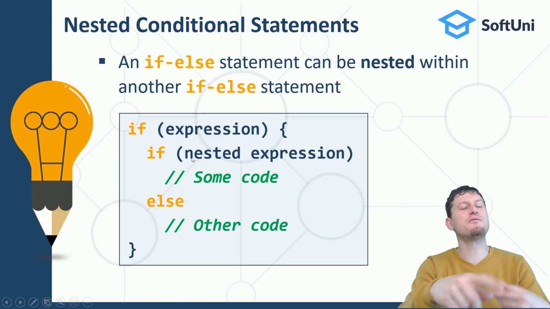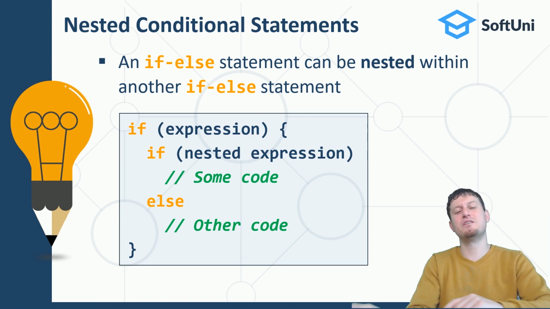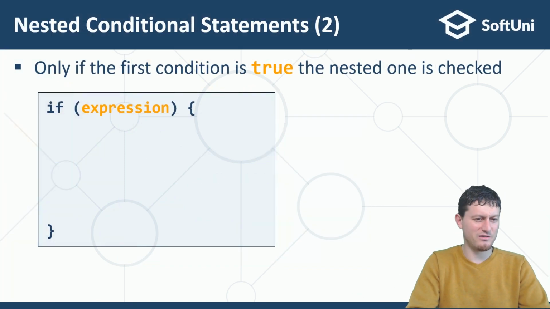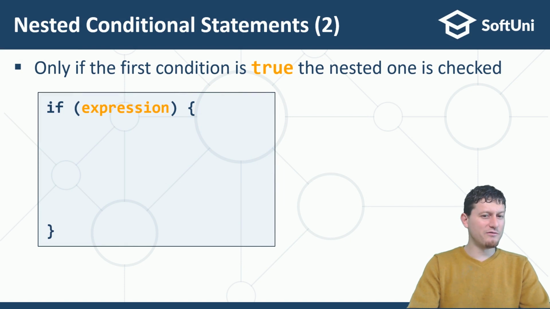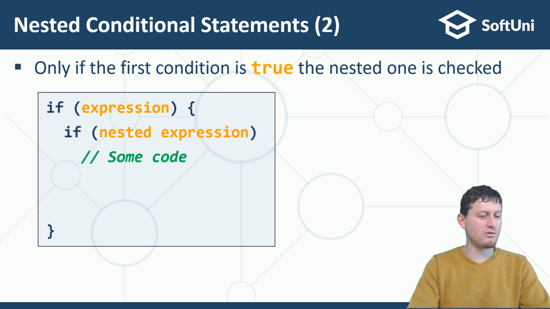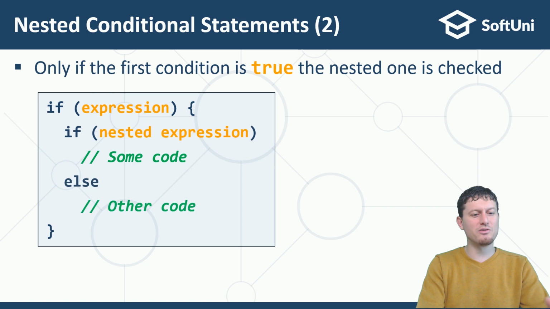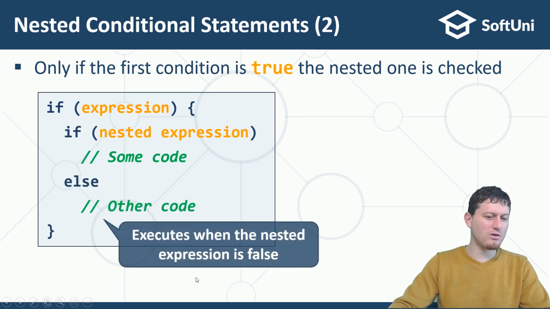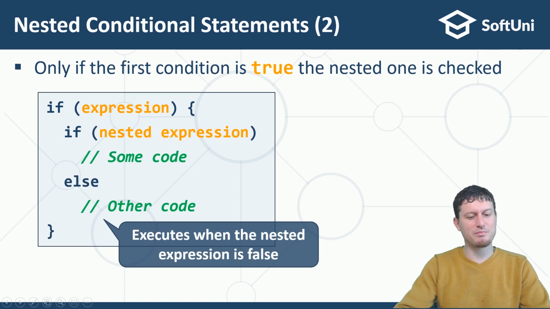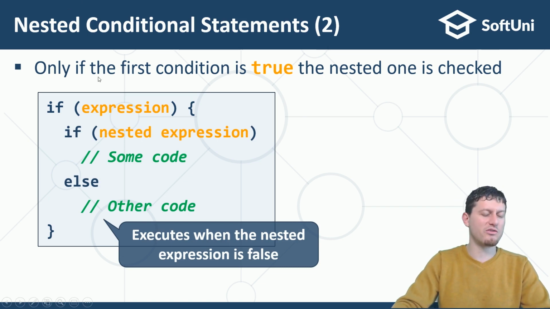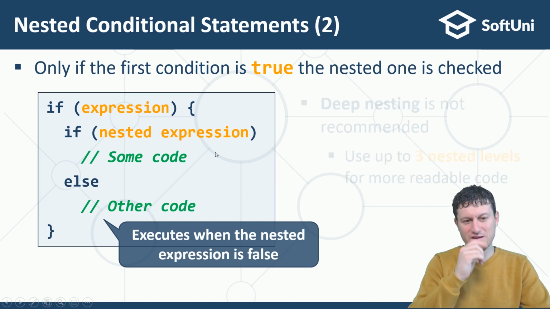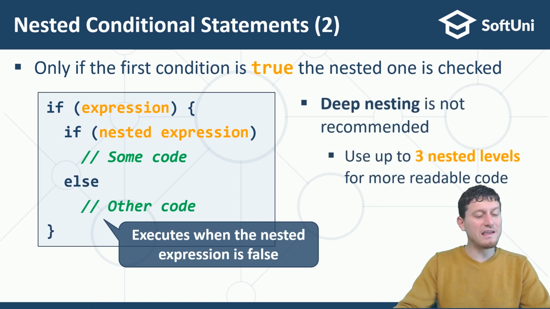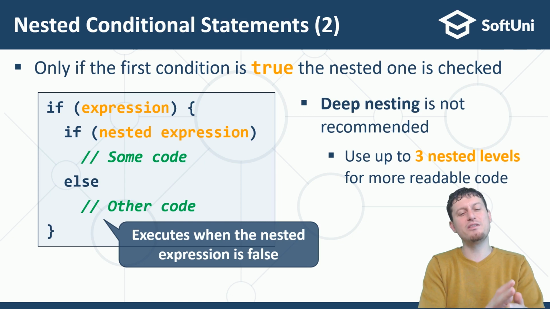So we have more flexibility if we nest if-else statements inside other if-else statements. So only if the first condition is true, the nested check will be evaluated, and if it is true, some code will be executed, otherwise this other code will be executed. So the final code is executed when the nested expression is false and the outer expression is true. So we can nest this in such a way at several levels.